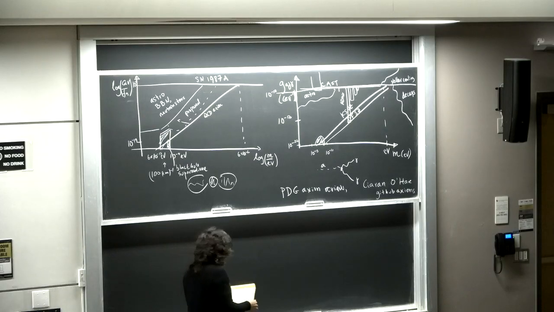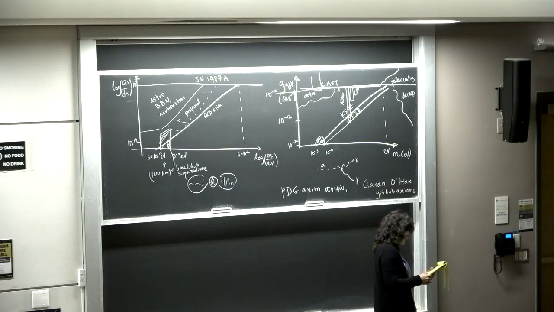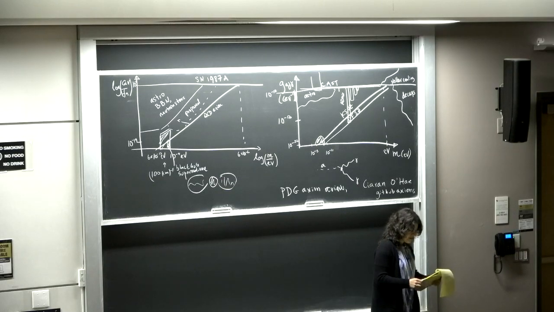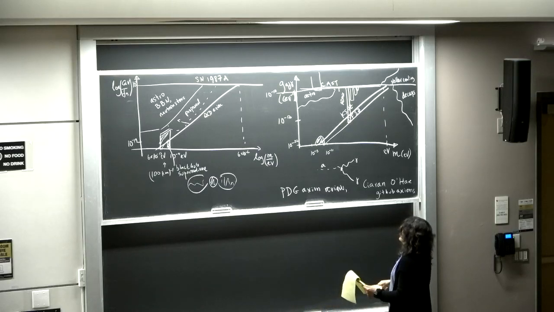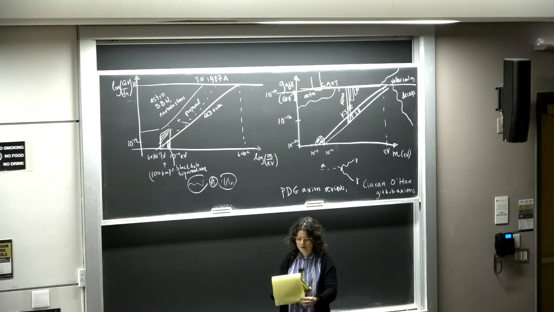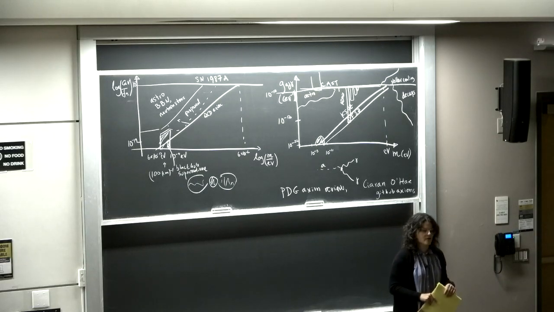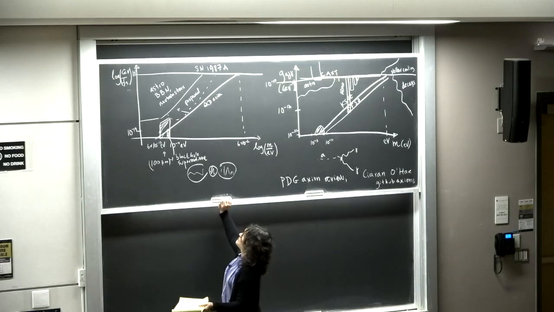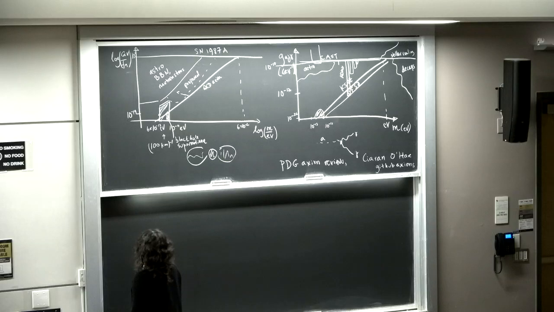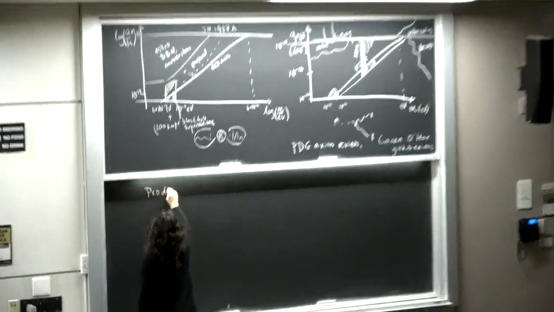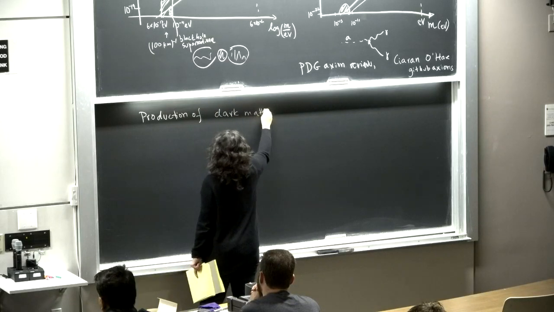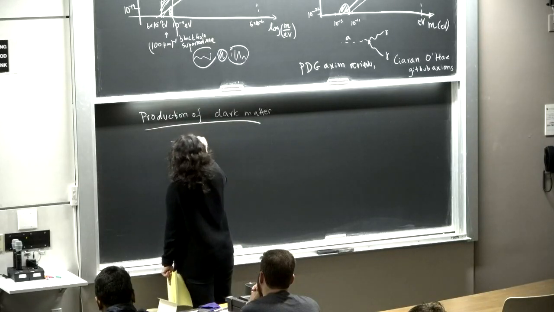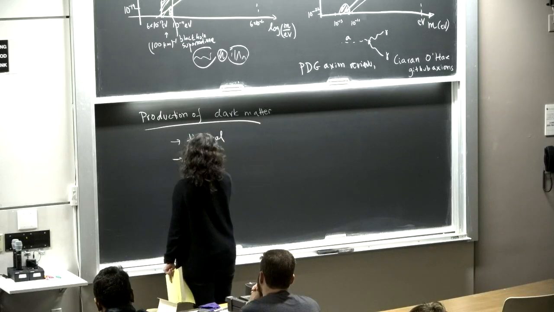The answer, which brings me to my next section, and if I have time at the end, I'll tell you a little bit more about the detection possibilities, but I want to get to the dark matter part, because these are dark matter lectures, is that the axion is never in thermal equilibrium with the standard model. So the production mechanism for the axion is what's called non-thermal production. Very broadly, for production of dark matter, and this is a bit of a tautology, it can be either thermal or non-thermal.